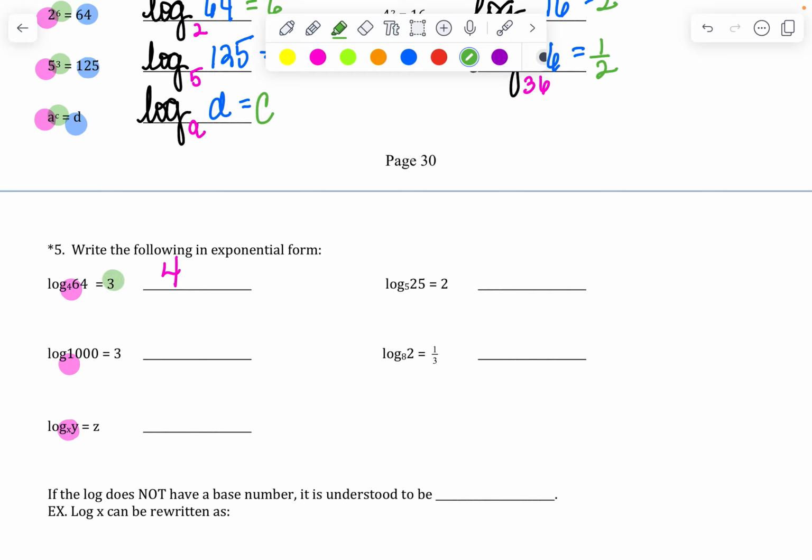So my base is 5. The exponent is a 2. My argument is a 25. Next one, base is an 8. Exponent is a 1/2. And the argument is a 2.